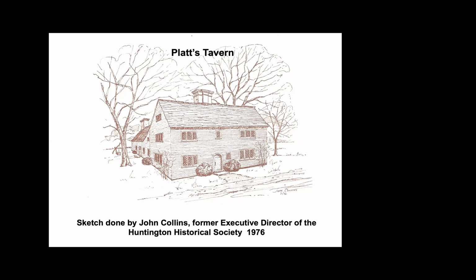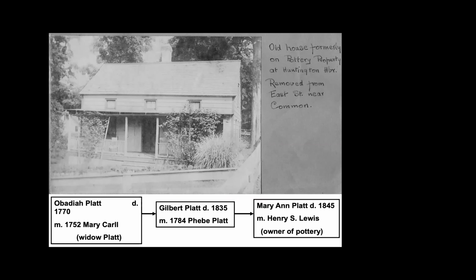Romanus Emmis says that in 1850, when the Jeffrey Amherst house was built, Platt's Tavern was torn down. It turns out that it wasn't torn down. There was a picture album in our archives that we were rustling through one day, and it had this picture with the description of an old house formerly on the Pottery property on Huntington Harbor, removed from East Street near the Common.